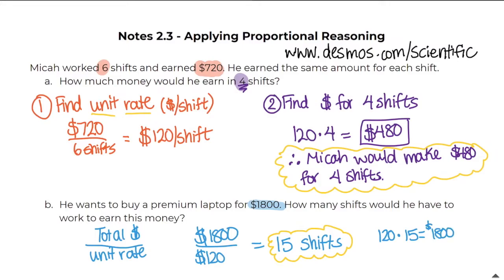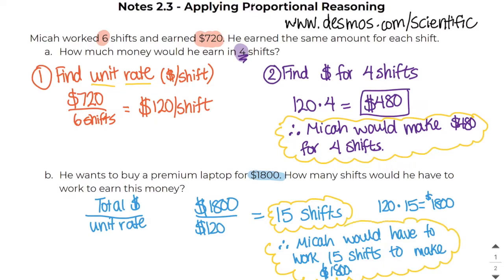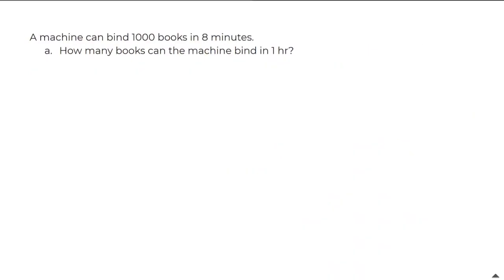that we want. So if we multiply how much money he makes per shift by the number of shifts, then it should make sense that if we're working backwards and we're told what the total amount of money is, we should divide it by how much he makes per shift. Therefore, Micah would have to work 15 shifts to make that $1,800 that he wants. Okay? Okay, in our next example, it tells us that a machine can bind 1,000 books in 8 minutes.